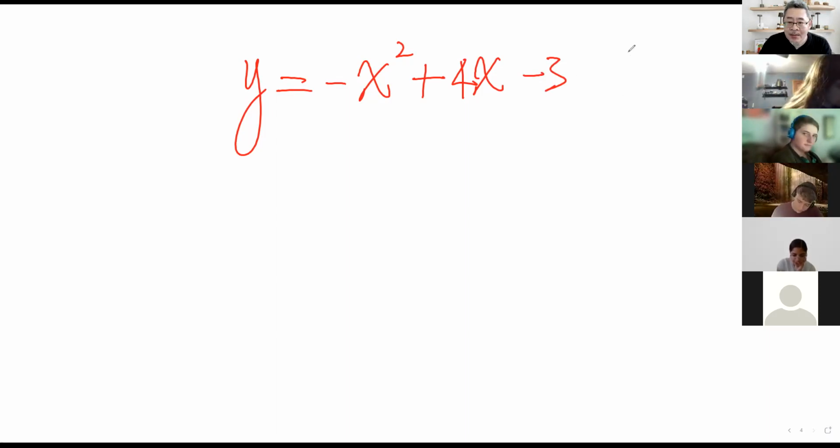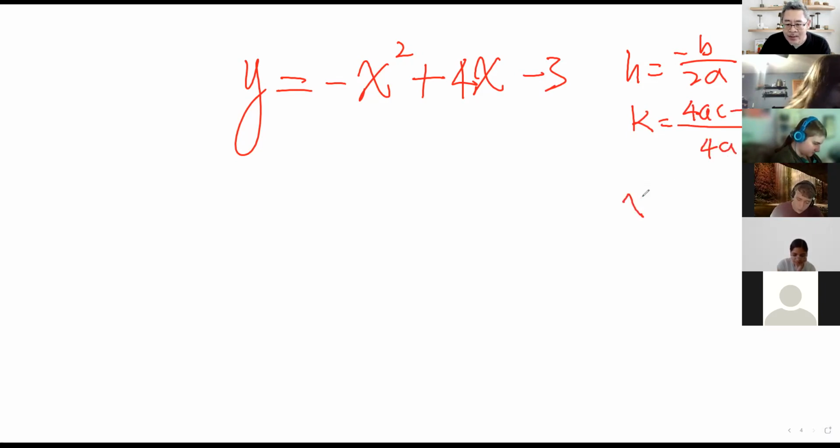And we got h is minus b over 2a. K is 4ac minus b squared over 4a. Our x is negative b plus minus the square root of b squared minus 4ac over 2a. Okay. I'll be right back.